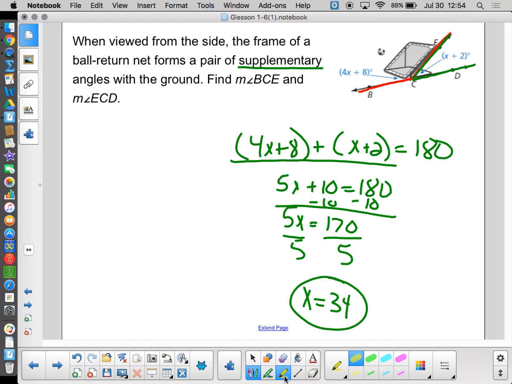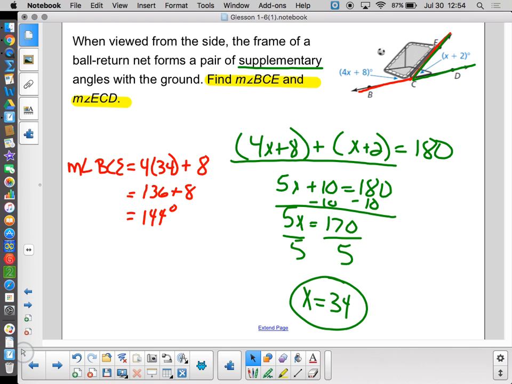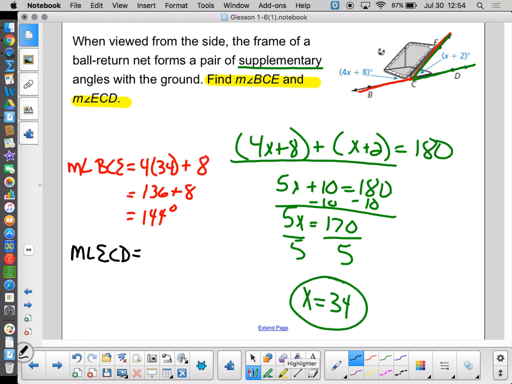Now it's saying find the measure. The question says find the measure of BCE and ECD. So we've got to go back. Measure of angle BCE. BCE is 4x plus 8. So 4 times 34 is 120 plus 16, or 136, plus 8, or 144, and it's degrees. And do the same thing for ECD. ECD is x plus 2, which is 34 plus 2, or 36 degrees.